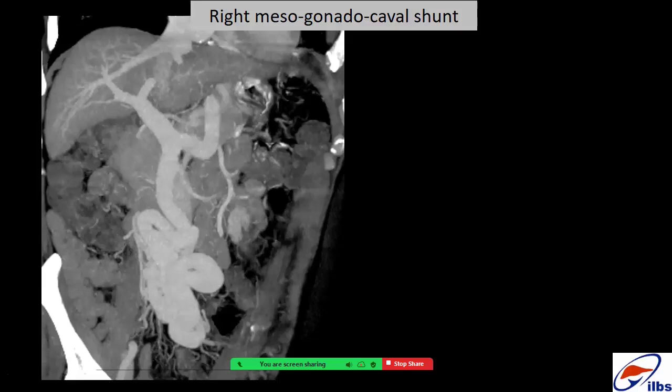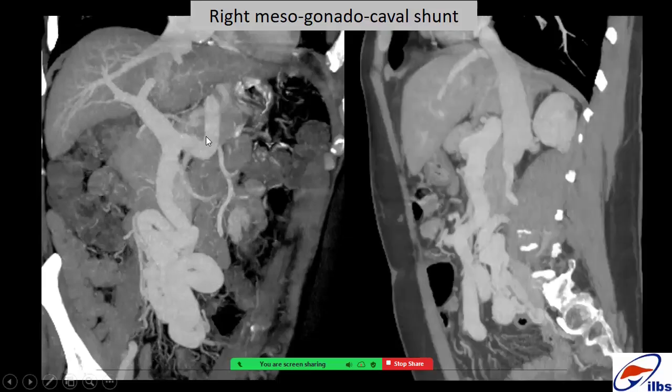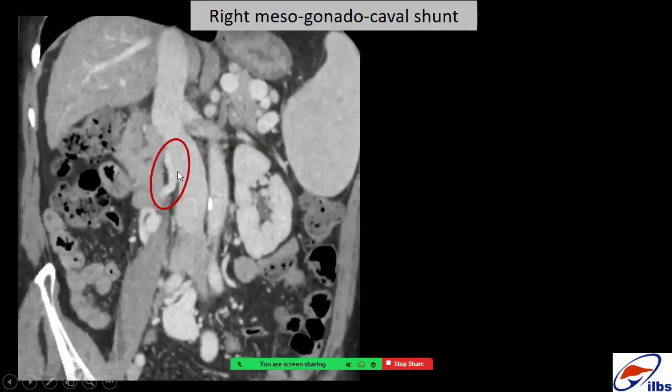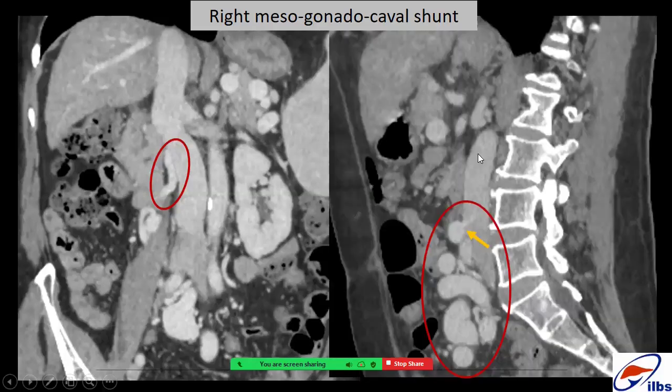And then there may be a right mesogonadal cable shunt. You can see how it is. It is the mesenteric vein, the superior mesenteric vein, and jumbled up collateral over here, and how it meets. So this is the right gonadal vein. And apart from it, some of the collaterals may meet the IVC directly.